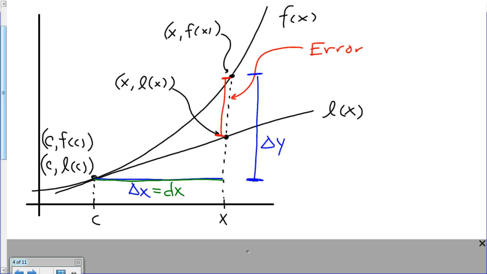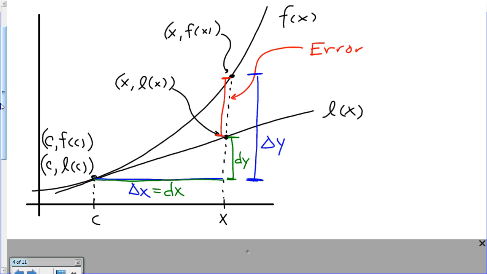Now dy is going to be the difference in the y values on my linear function. So that's going to be this distance from here to here. This is dy. So you can see that dy and delta y are not the same. However, if I were to stay closer to c, the closer I stay to c, the closer these two values are going to be. All right, and that's the whole idea, that as long as I stay close to c, the dy and the delta y are very similar. As I wander further away, they're not.